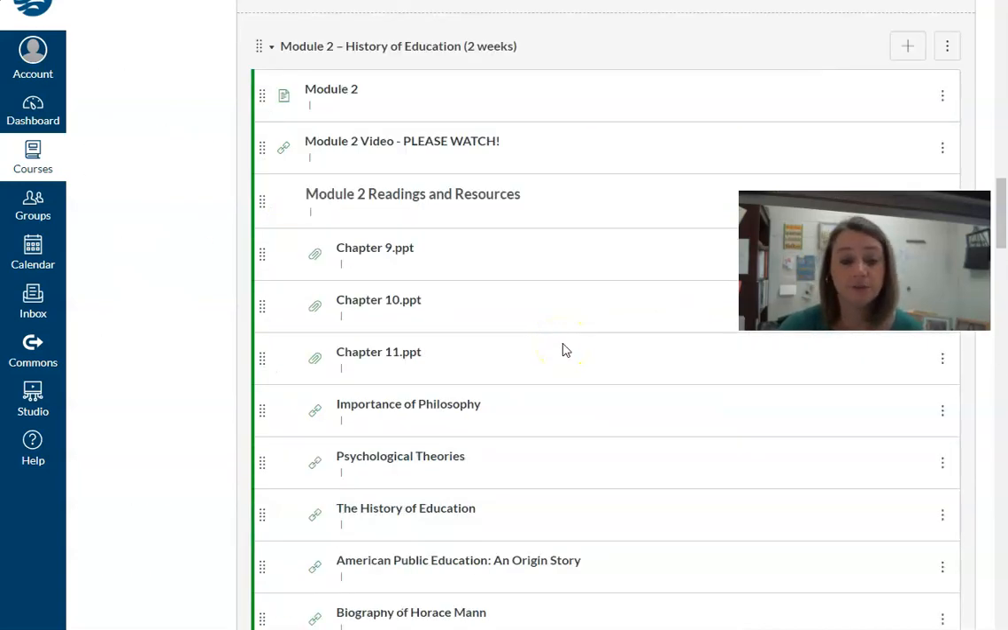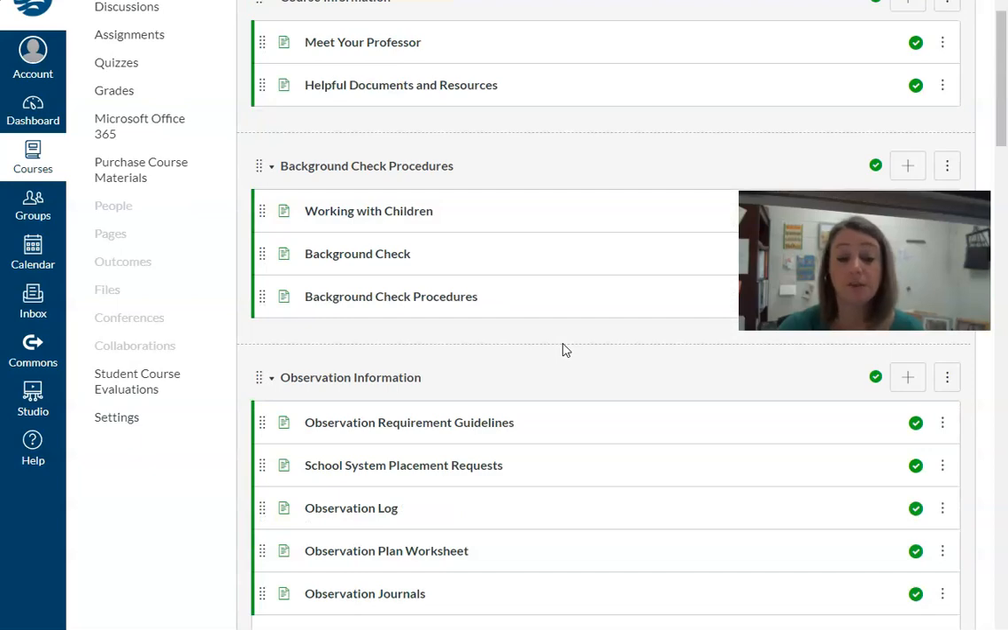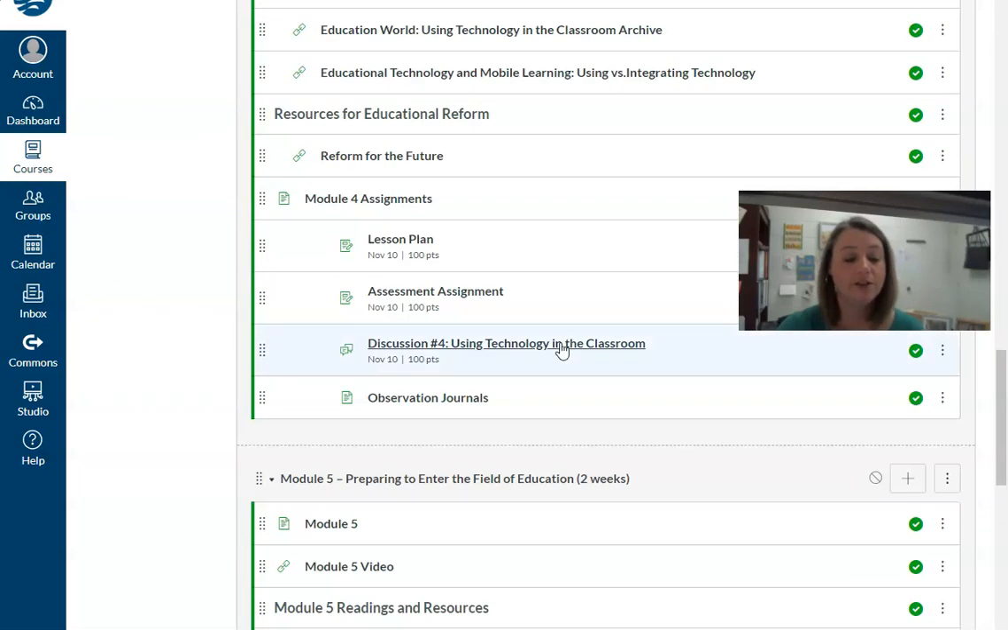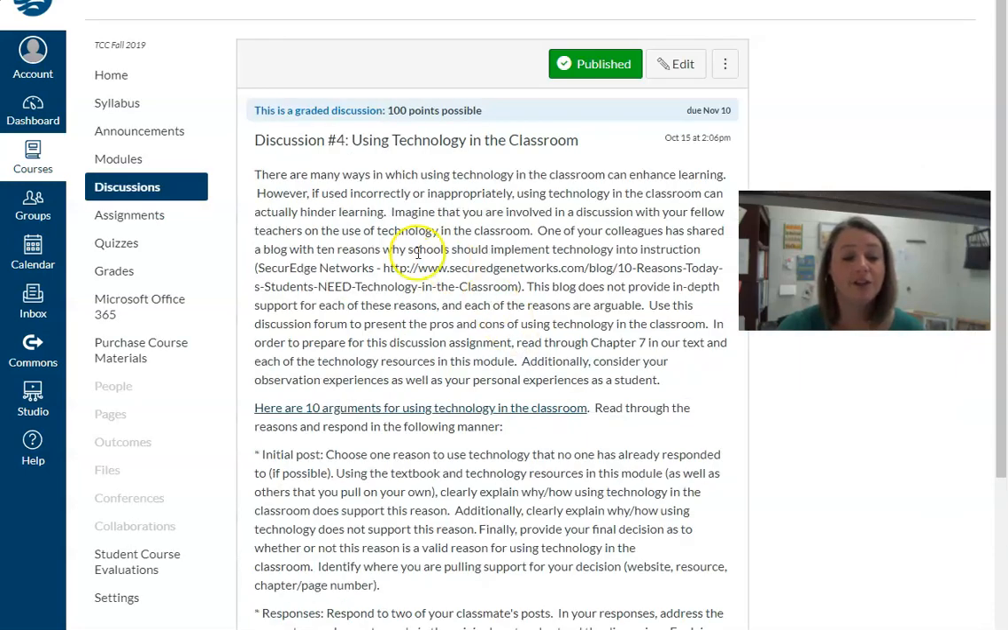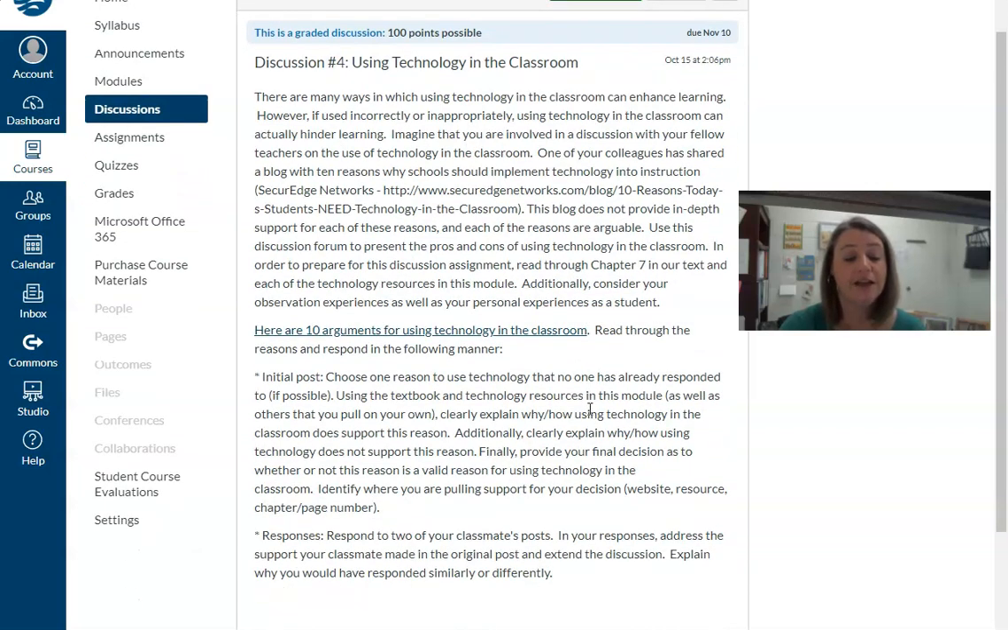And then finally, your discussion board for Module 4 is all about technology. When you go into it, you will see I've given you 10 arguments for using technology in the classroom. I really want you to expound on this, use some research about why this particular technology could be good in the classroom, and whether or not you think it's a valid reason for using technology. This gives you an opportunity to explore the different types of technology that are being used, and whether they are being used for the right reasons.